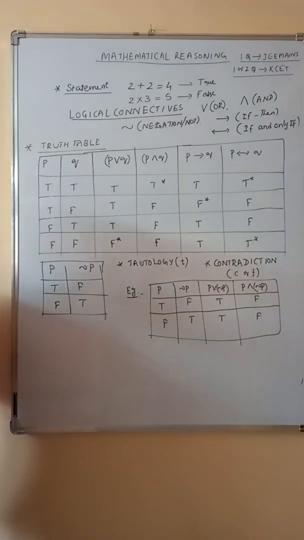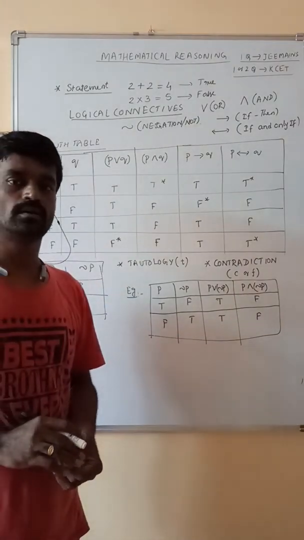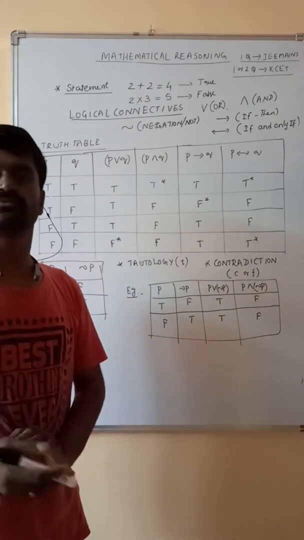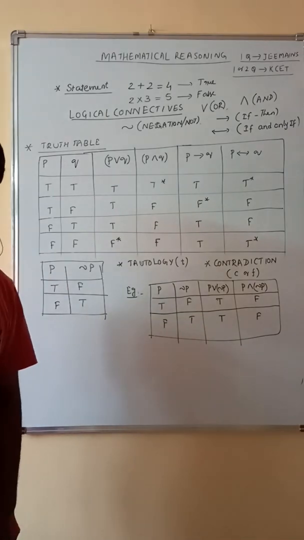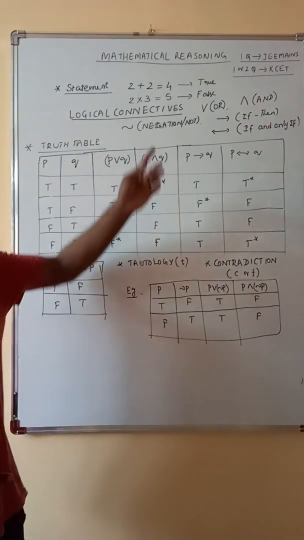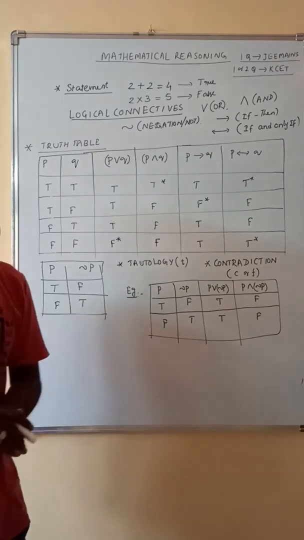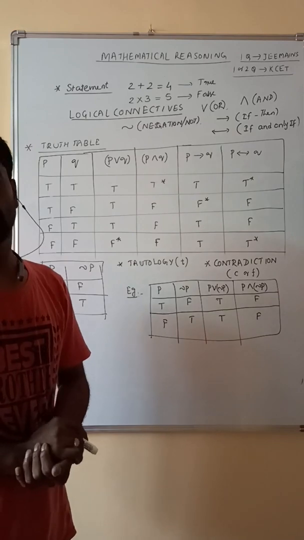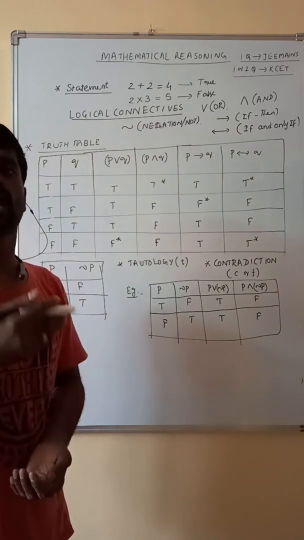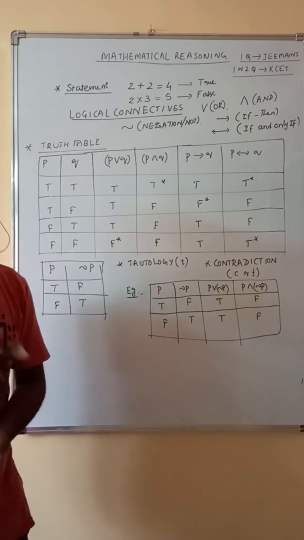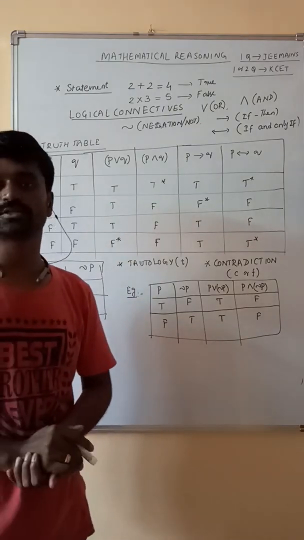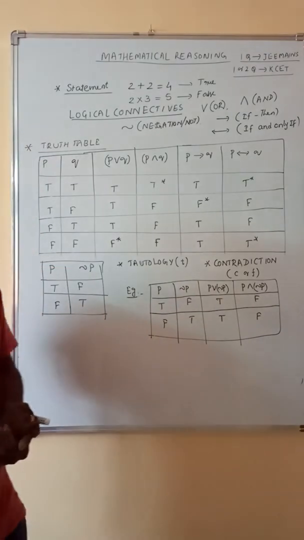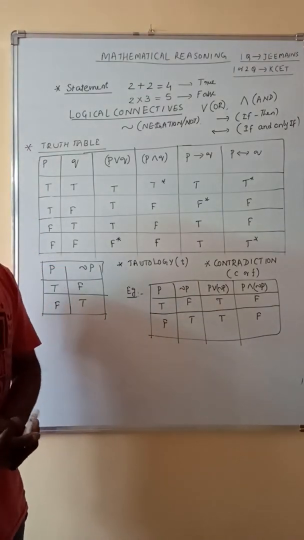Next, the negation of P. Negation means the opposite meaning. Sometimes in mathematics we need to find the opposite meaning of a given statement. For example, if 2 plus 2 is equal to 4 is the given statement, its negation is 2 plus 2 is not equal to 4. One more example: suppose x is an integer is the given statement. Its negation is x is not an integer.